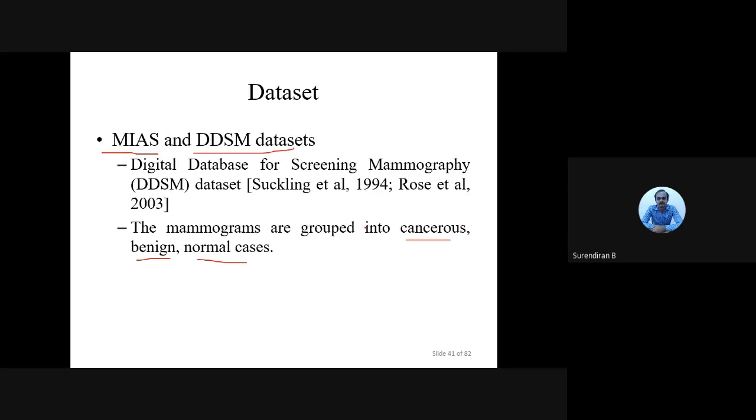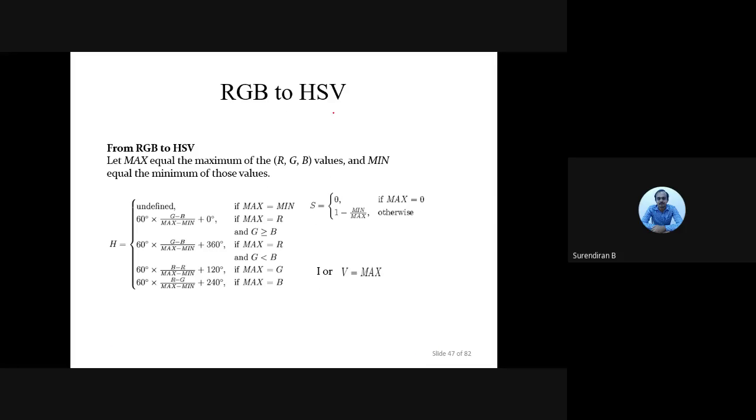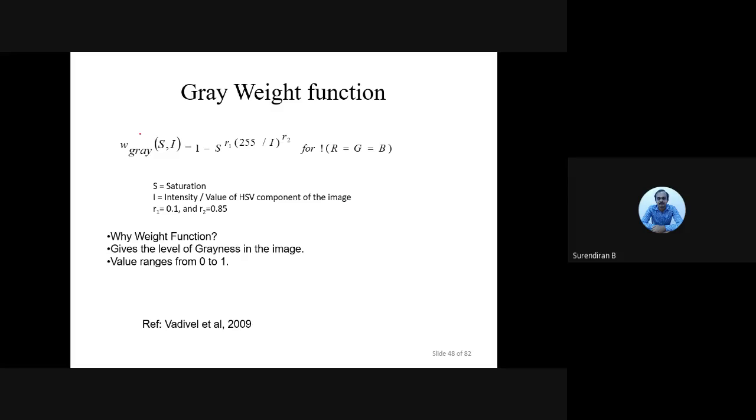However, for the mammogram images, we used an RGB to HSV color space converter. This is a standard formula available for converting from RGB to HSV, and we used a gray weight function. It was proposed by my guide, Dr. A. Badibe, during his research. It is a new feature which is not there in the literature. The gray weight function uses S and I, not the H. The color value is not considered here, and it is for cases that are not R equal to G equal to B.